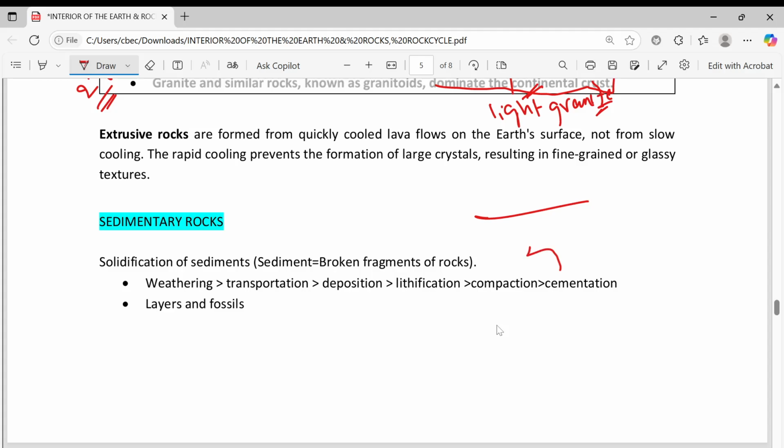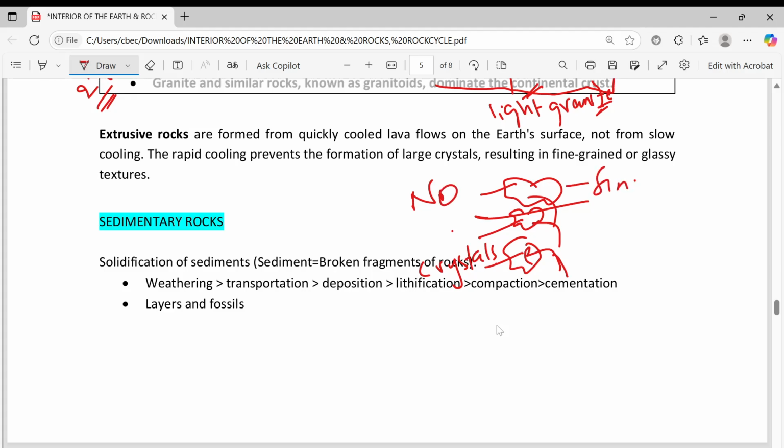When magma forms rocks at depth, near the surface, or outside the surface, the cooling differs: slow cooling, somewhat faster cooling, and very fast cooling. So here big crystals will form, here semi-crystals, and here no crystals. This is fine grain, this is coarse grain.